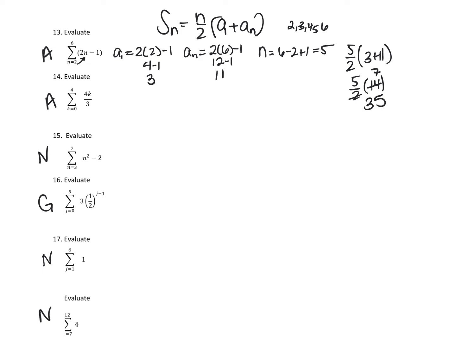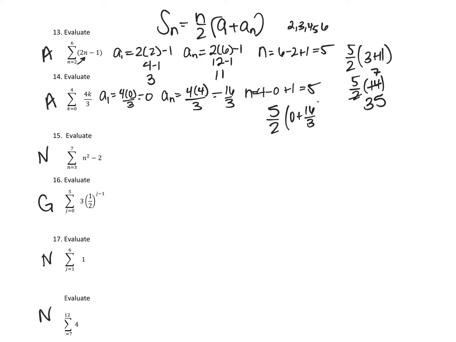Number 14, I'm going to do the same thing. Plug in 0 for a1. 4 times 0 over 3 is 0. I'm going to plug in 4 for an. Oops, yeah, 4 times 4 over 3 is 16 thirds. And n is 4 minus 0 plus 1, which is 5. So again, I get 5 over 2 times 0 plus 16 over 3, a1 plus an. That's the answer of that one. 5 over 2 times 16 thirds. 2 goes into 16 8 times. 5 times 8 is 40 over 3. We're going to leave our fractions improper, and we're not going to convert to decimals.